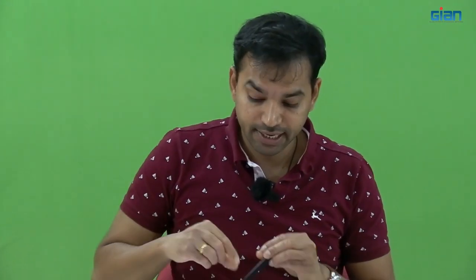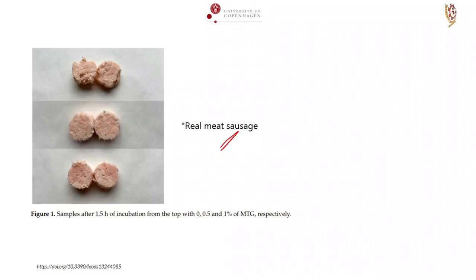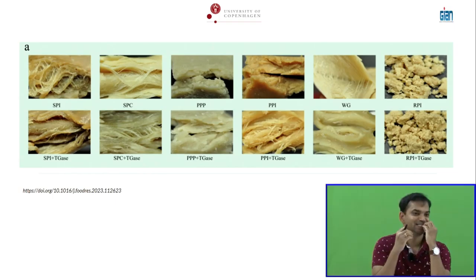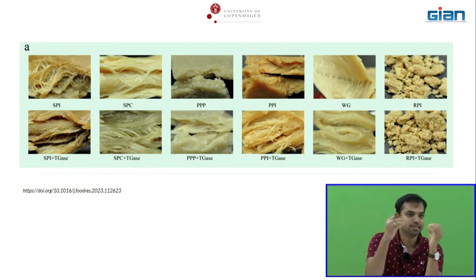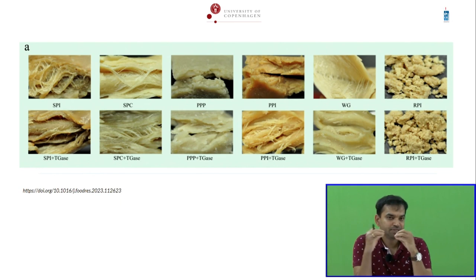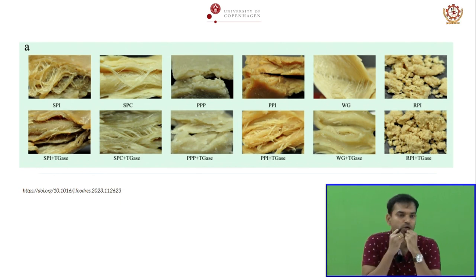Okay. Here is an example that is a real meat sausage. They used transglutaminase. You can look at the texture here. This texture is very different from this texture. It's softer and more homogeneous, more cross-linked, because the cross-linking is important, because when you tear off meat, that fibrous structure is very important, and that fibrous structure comes because of protein-protein cross-linking.